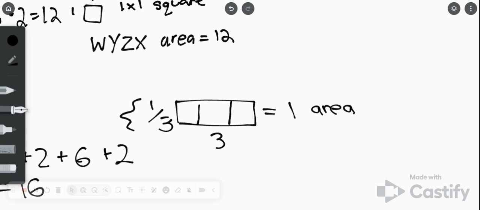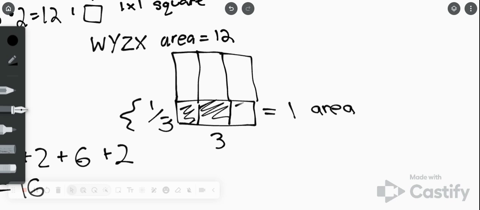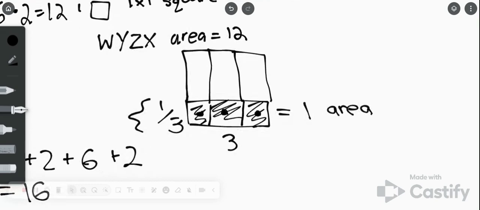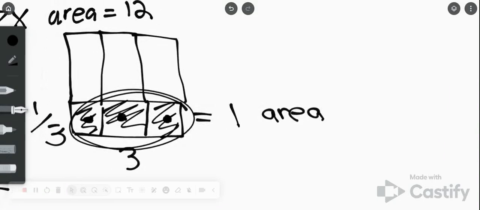So it would actually, this is out of proportion, but actually looks like this. And if we add up 1/3 of each of these, this is 1/3, this is 1/3, this is 1/3, 1/3 plus 1/3 plus 1/3 is equal to 1, which means that this entire box has the area of 1 square.